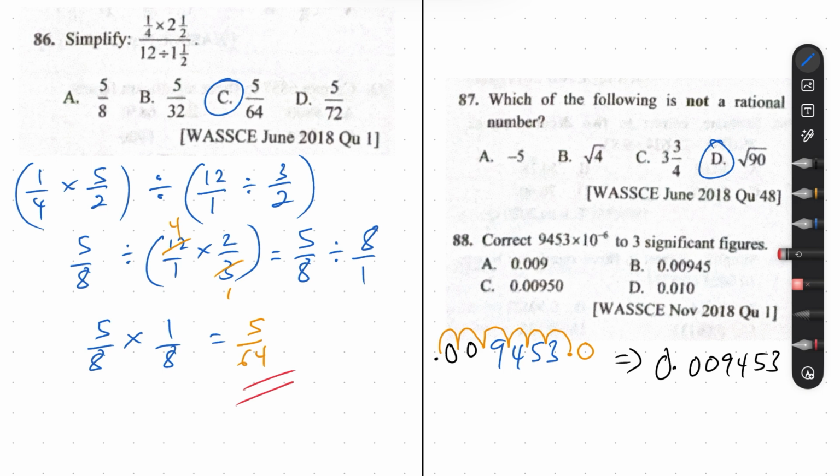B. They just removed the 3 from there, but it's the same thing. They try to round it, and 3 is less than 5, so it can't be rounded up. So we leave it like that. So that is our answer for question number 88.